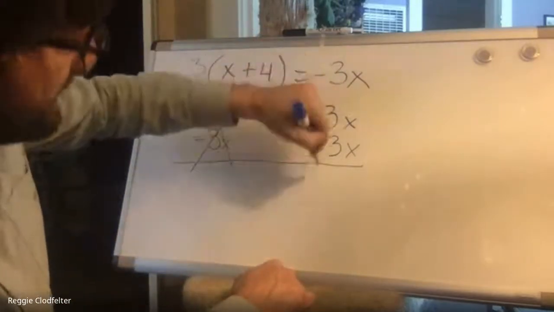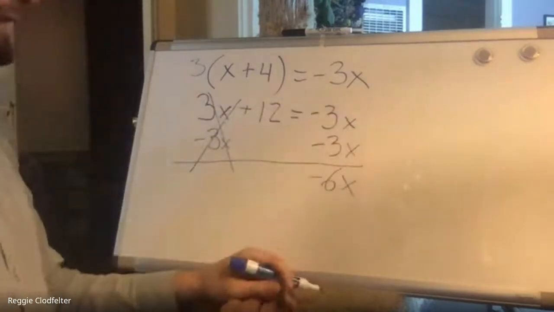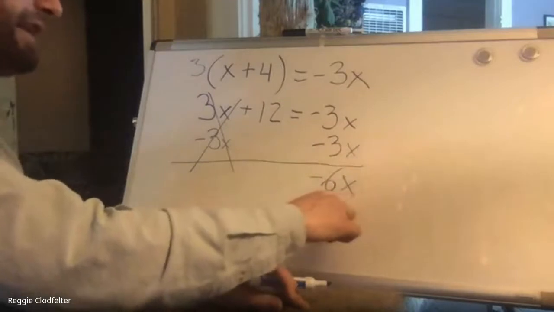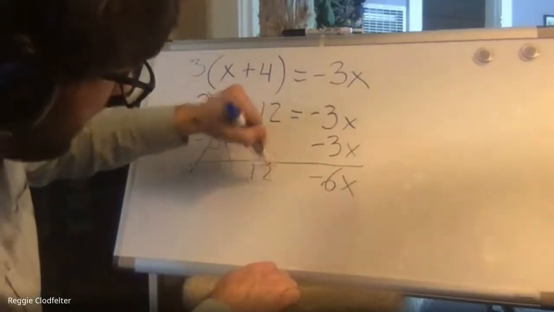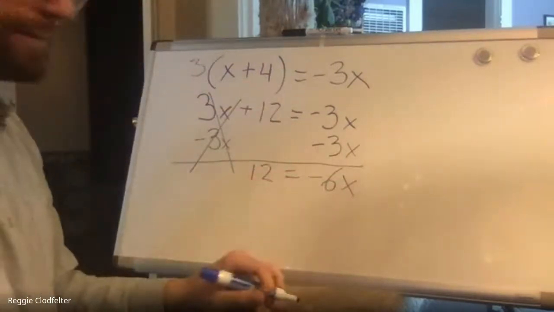So negative 3x minus 3x is negative 6x. I have negative 3 x's. I take away 3 more x's. I now have negative 6 x's. So I'm now left with 12 equals negative 6 times x.